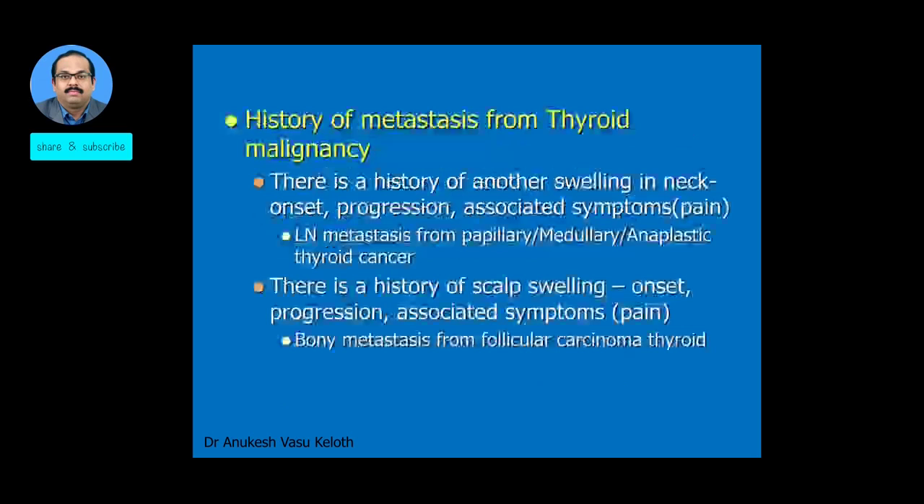There's a history of another swelling in the neck. So in such a case, again, you would have to mention the onset of that swelling and how it has increased in size since the time you noted it, and if it is associated with any pain. We don't have to go into too much detail because we have not said it as a chief complaint. Instead, we have said it as a negative history, that is history of metastasis from a thyroid malignancy. So the reason for another swelling in the neck is a lymph node, an enlarged lymph node due to metastasis from a papillary carcinoma or a medullary carcinoma or an anaplastic carcinoma thyroid.